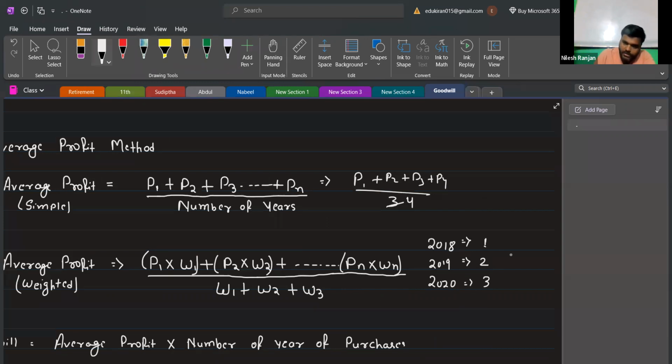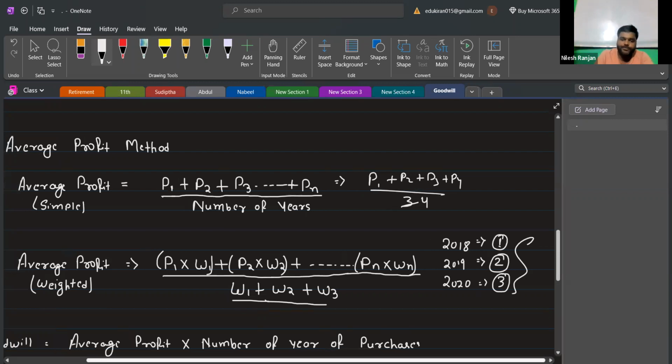Now the profit will be multiplied by these weights we have assigned. The profit of the first year will be multiplied with the weight of the first year, the profit of the second year with the weight of the second year, and so on. Then we divide by the total of weights, weight 1 plus weight 2 plus weight 3. It will be 6 if this example is used. So this is how we calculate the weighted average. Is this clear?